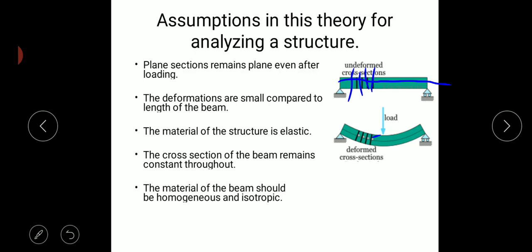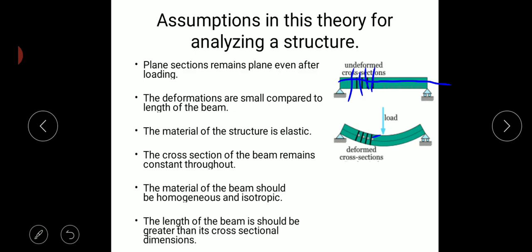The next and last important assumption is that the length of the beam should always be greater than its cross-sectional dimensions, that is, the width of the beam as well as the depth of the beam.